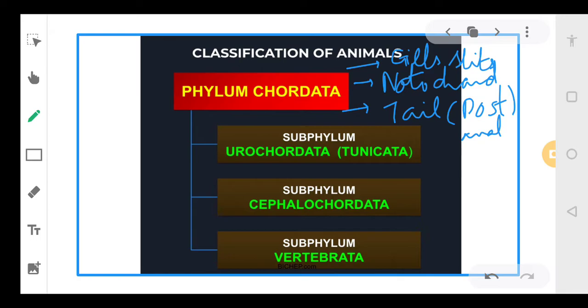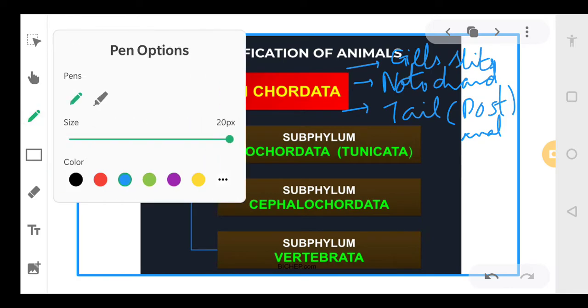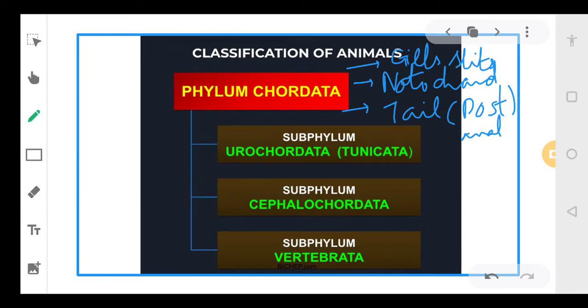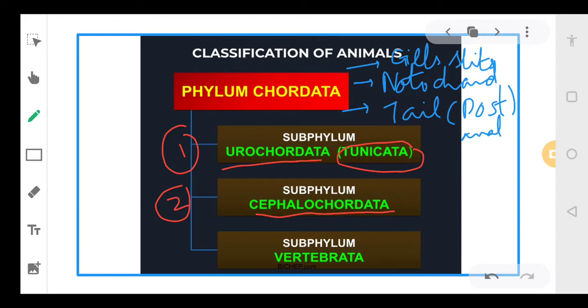Now this phylum Chordata can be further divided into three subphylums. The first is Urochordata, which is also called Tunicata. The second subphylum is Cephalochordata. And the third subphylum is Vertebrata. So phylum Chordata is divided into three subphylums: Urochordata, also called Tunicata, then Cephalochordata, and third Vertebrata. Now we'll talk about these different subphylums in detail in the next videos.